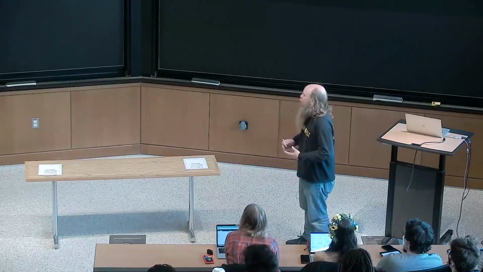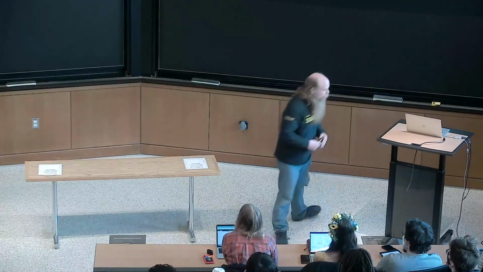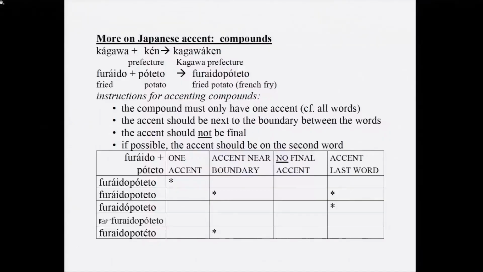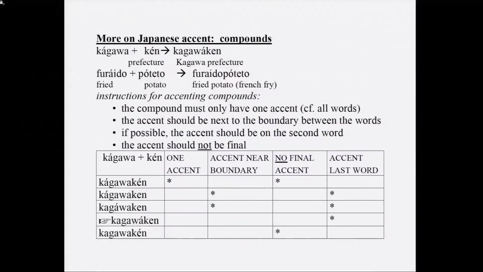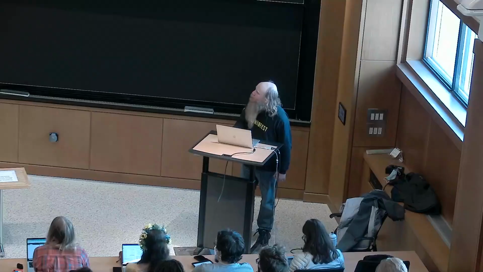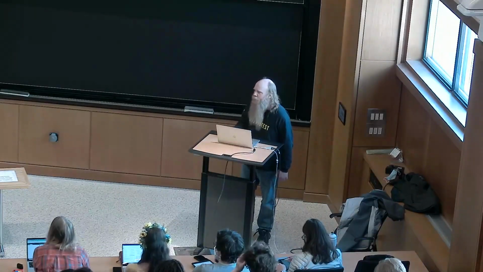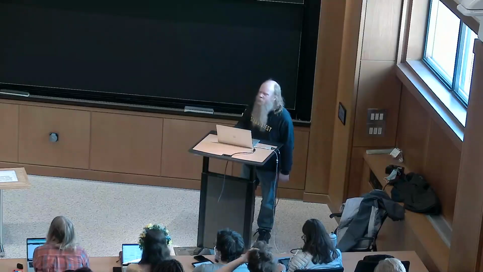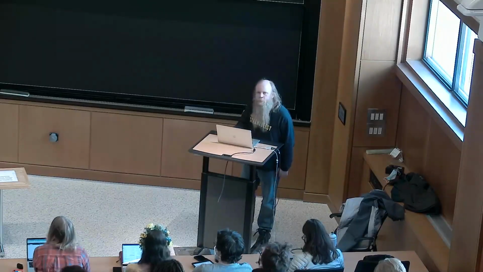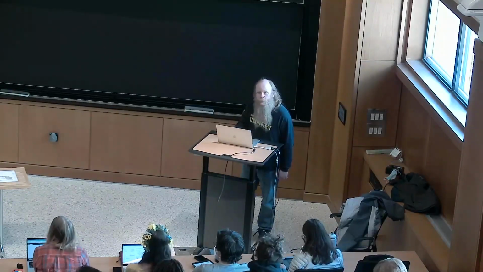That's right. And actually we can kind of see that by looking at the behavior of Kagawa-ken. So if we eliminate the option of putting accent on the last word, that's where the accent goes. It goes at the end of the first word. So it's the best you can do, right? Still near the boundary, still only one accent. Just didn't manage to accent the last word, which is what you'd like to do, but it's not high on your list of constraints.